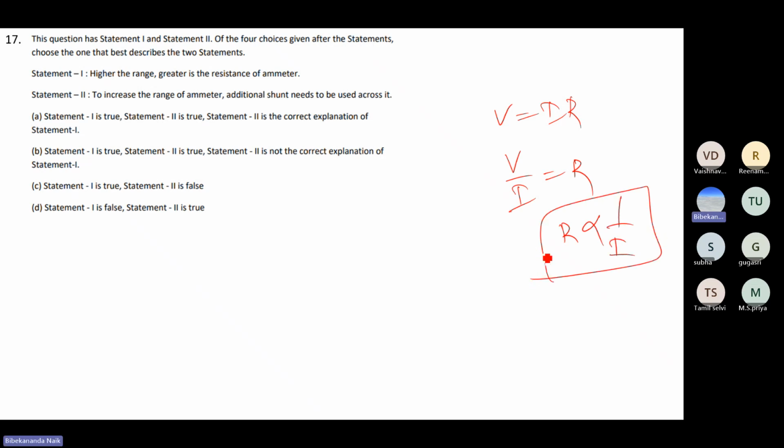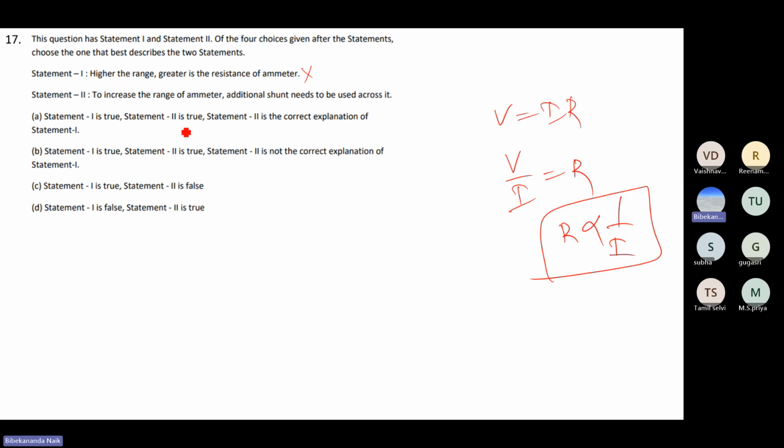higher is the range, lesser will be the resistance of the ammeter, because since the ammeter resistance will be low, more current will pass through it. So we know V is equals to IR. So V by I is equals to R. So R is inversely proportional to I. So greater is the range, lower is the resistance. So statement 1 is not true, it is false.